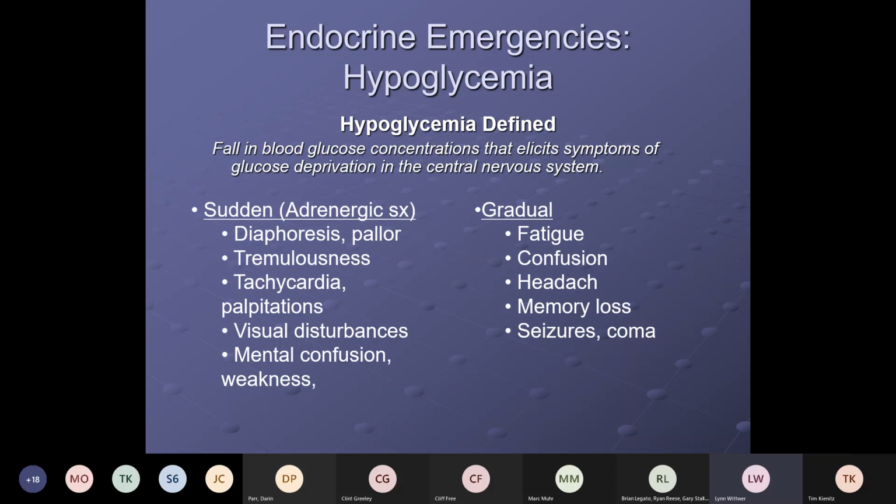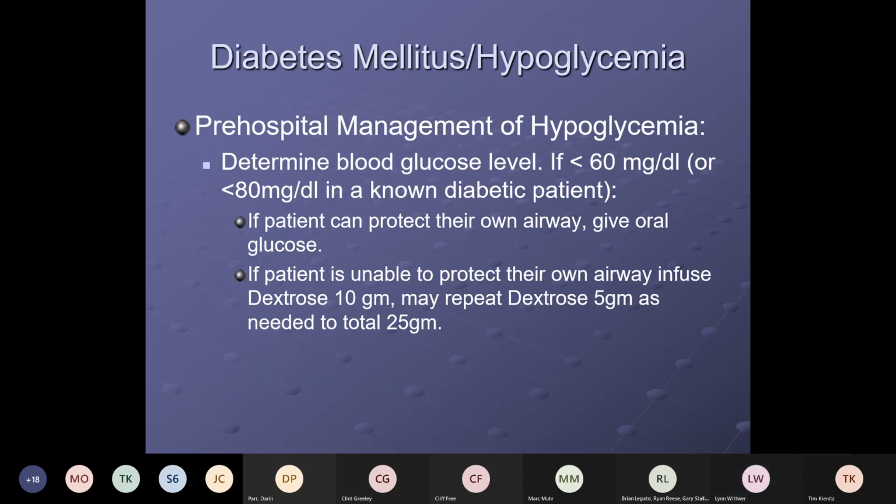However, if you have a blood glucose of 60, that means you have a brain glucose of 40, and that's where you're going to start getting real symptoms. If you have a blood glucose of 40, then you only have a brain glucose of 25. So that's where you start getting into the seizures, coma, etc.